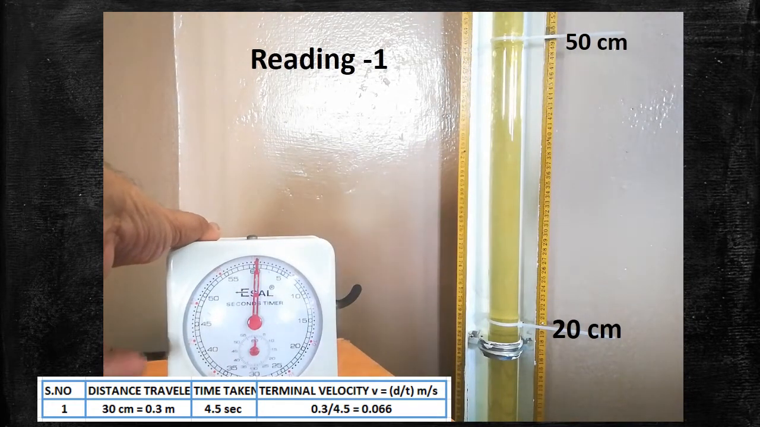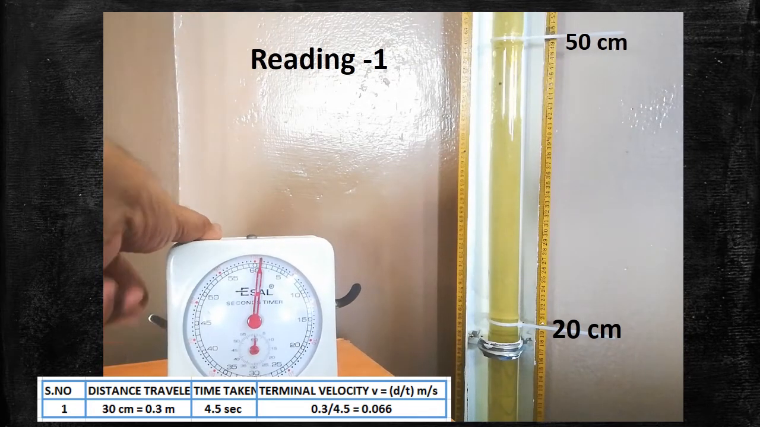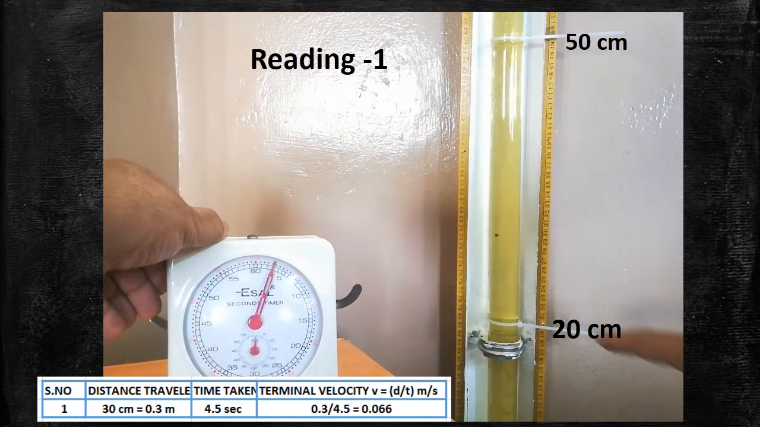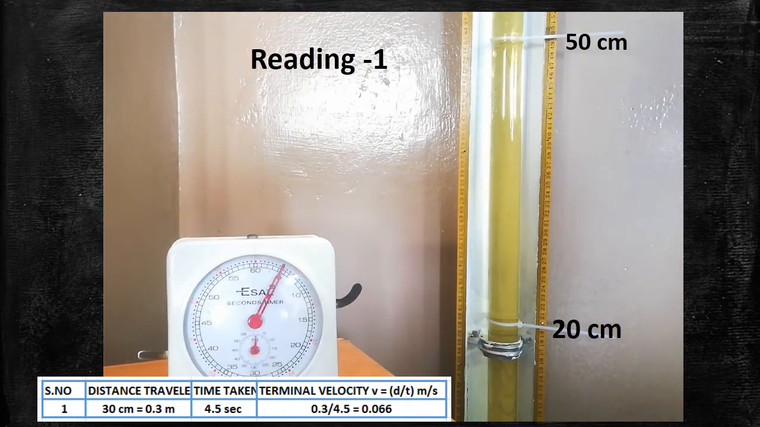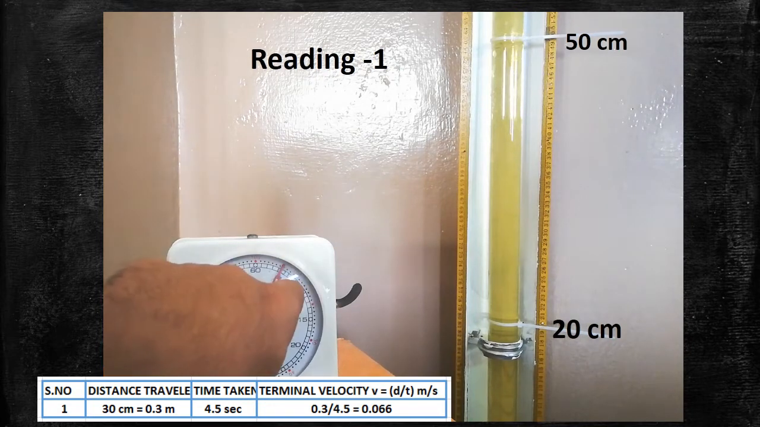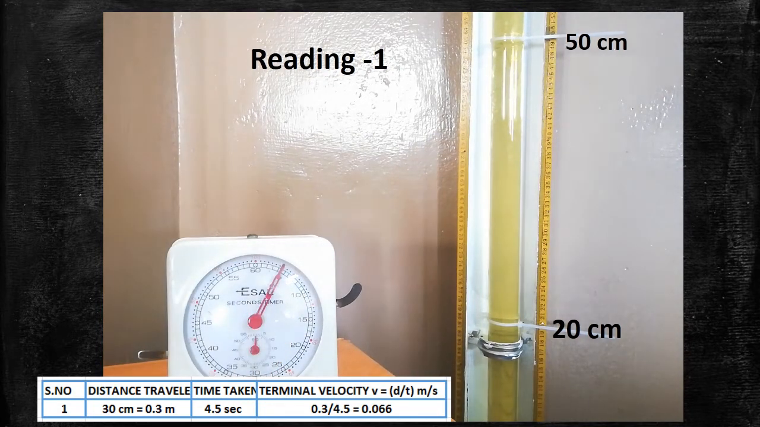When the lead shot crosses the first marking, we have to switch on the clock. When it crosses the second one, we have to switch off. Now the time taken is, note down the reading. The reading is 4.5 seconds. Now I have taken the first reading.